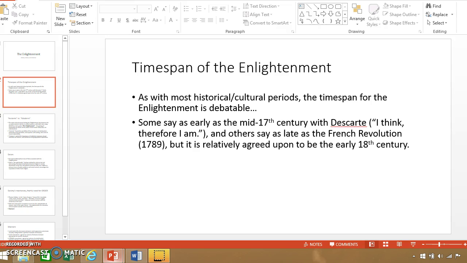The time span of the Enlightenment. Now, as with most historical cultural periods, the time span for the Enlightenment is debatable. It's something that over time you grasp by feel, really, more than anything else. Some say as early as the mid-17th century with Descartes, René Descartes, the "I think, therefore I am" philosopher, his cogito. And others say as late as the French Revolution in 1789, but average-wise, it's relatively agreed upon to be the early 18th century, the early 1700s.